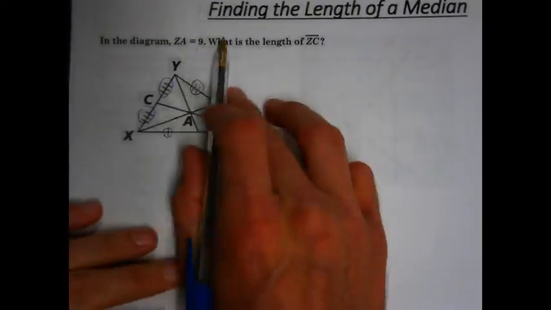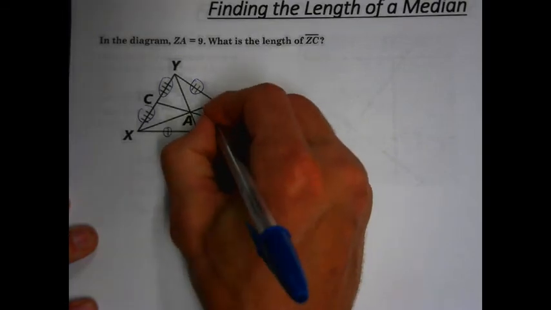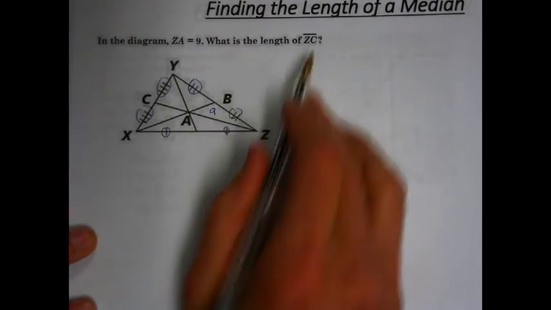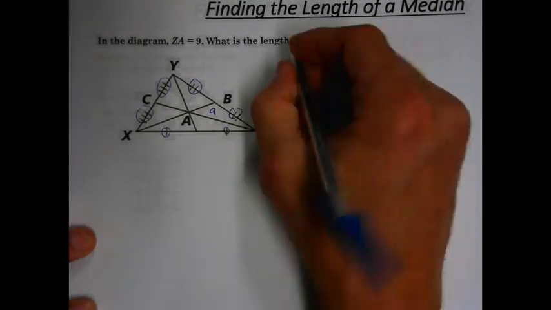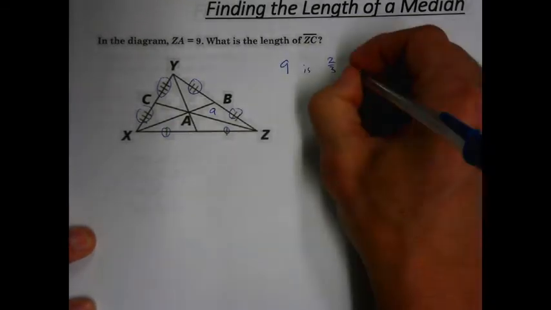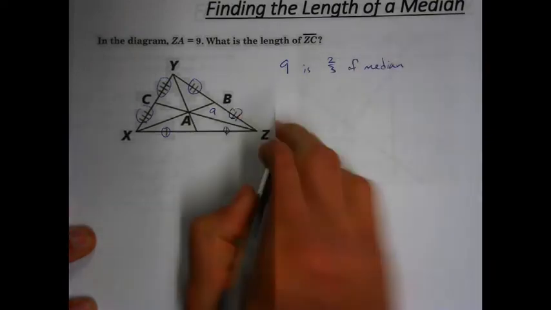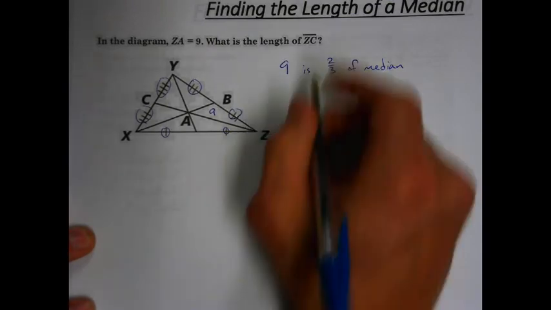ZA is 9. So from Z to A is 9. What is the length of ZC? So 9 is 2/3 of the median. Because remember, it's cut into thirds, right? So 9 is 2/3 of the median. That means each piece, each third.